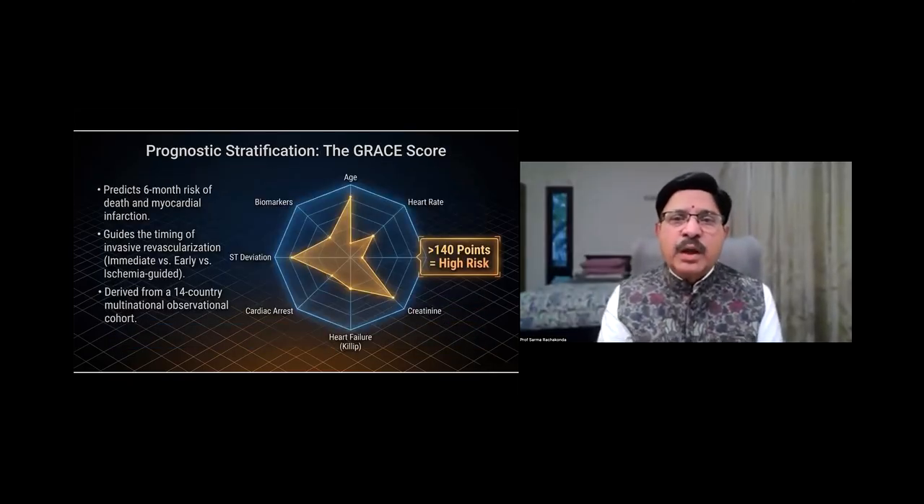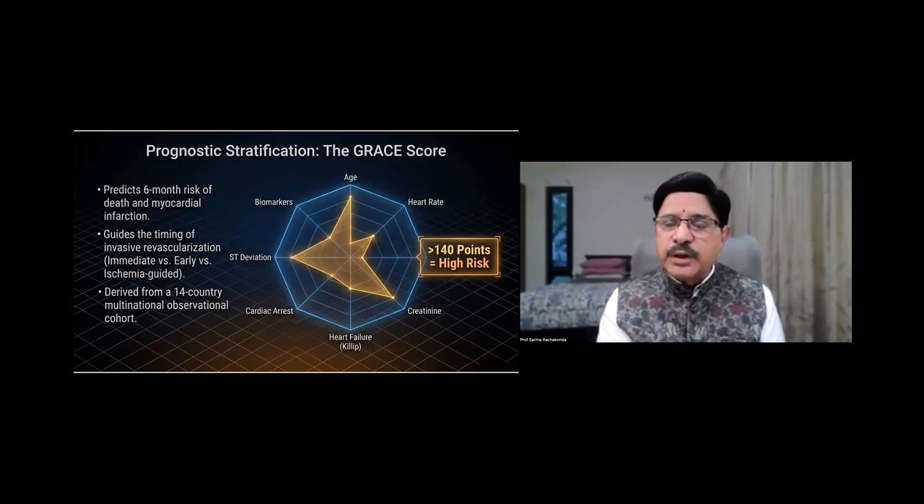Now, I have to use the GRACE score. I will show you at the end of the presentation how to calculate the GRACE score. What are the variables in the GRACE score? Age, heart rate, creatinine, heart failure pump, cardiac arrest, ST deviation, biomarkers, high sensitivity troponin. That means you would have calculated all these things: ordered creatinine, looked for Killip class of heart failure, cardiac arrest presentation, ST segment is evaluated, biomarkers are sent.